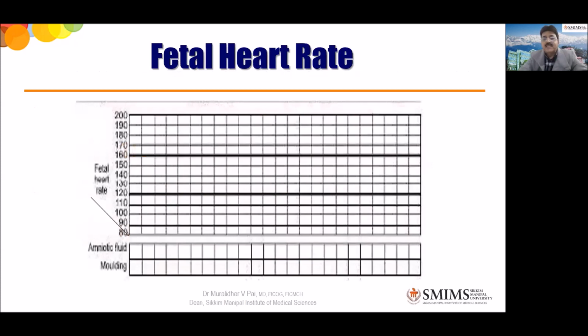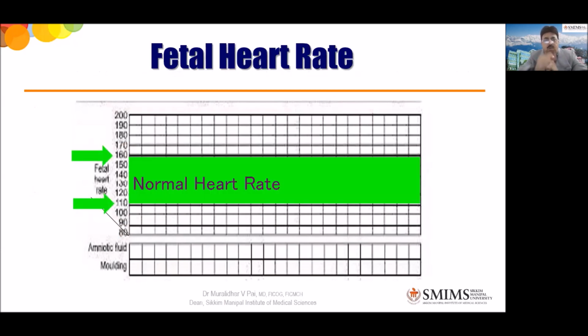All of you know that in second stage, we check the fetal heart rate once in 5 minutes. I was talking about first stage here because the partogram is useful only in first stage. Till today, there is no second stage partogram. So I was not talking about checking the fetal heart rate in second stage.